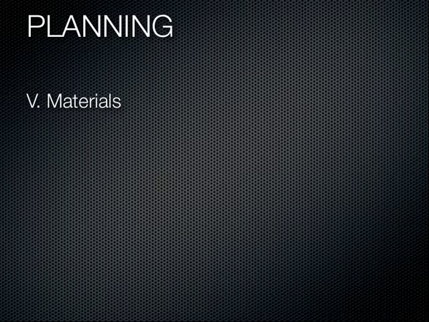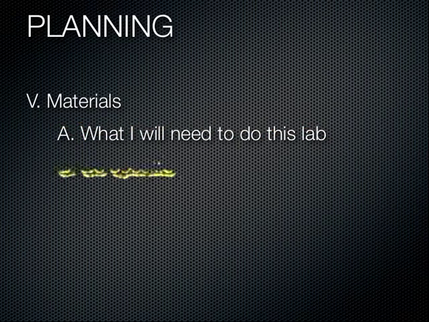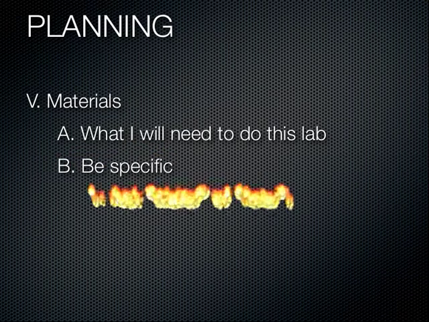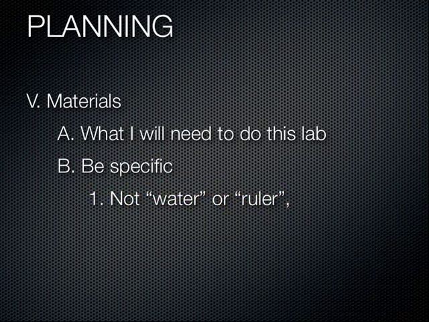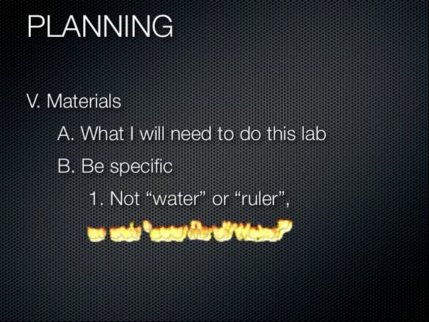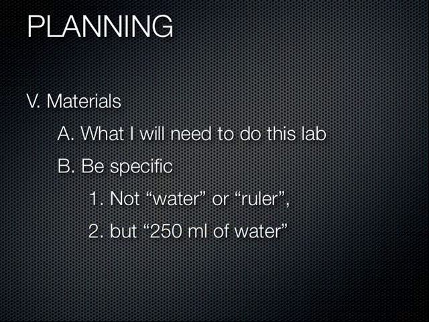You also need to think about your materials that you're going to use. So it's what are the things you need to do this lab, and we want you to be specific. Don't just say water or a ruler, but give the measurement, such as 250 milliliters of water or a 30 centimeter ruler. So think very specifically because your materials are what you're going to need to get ready before you start.